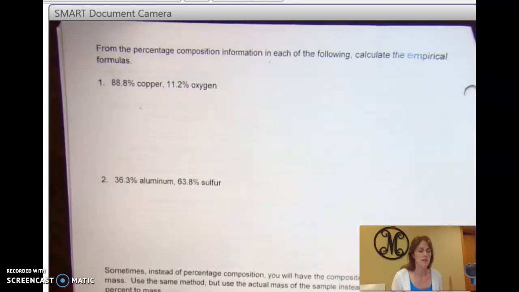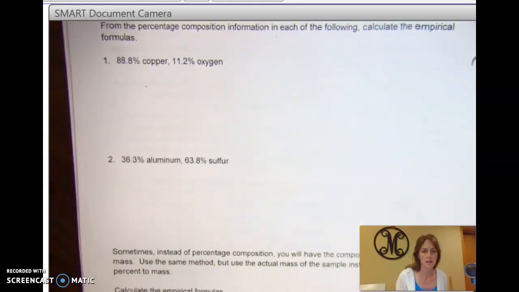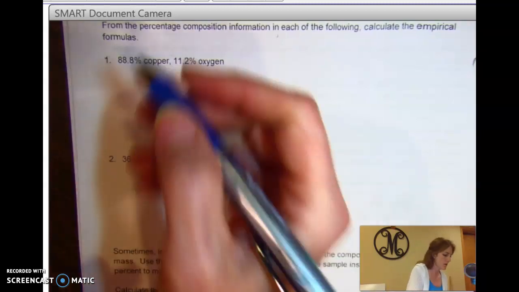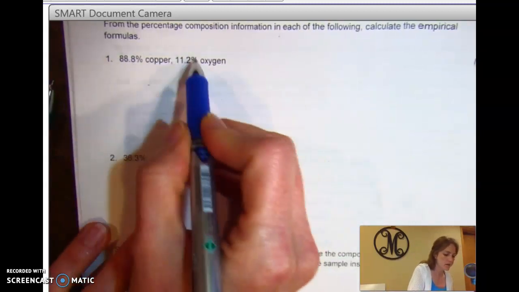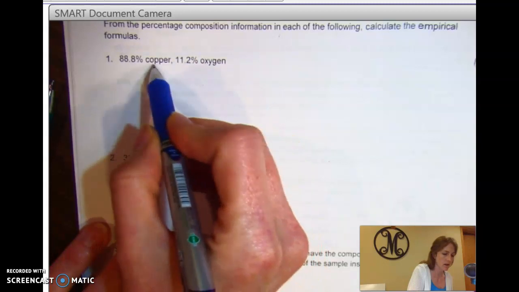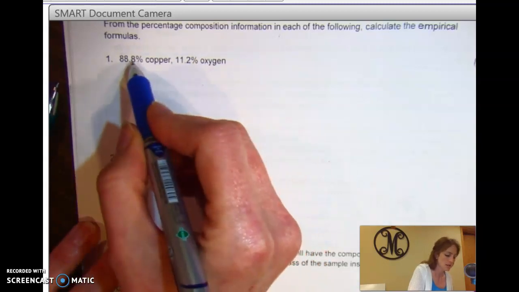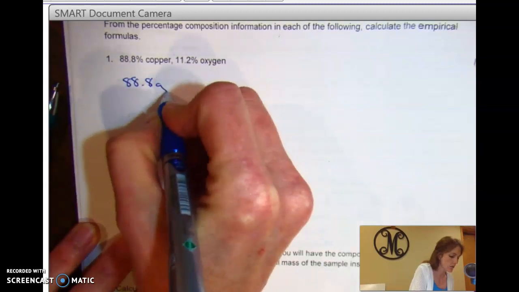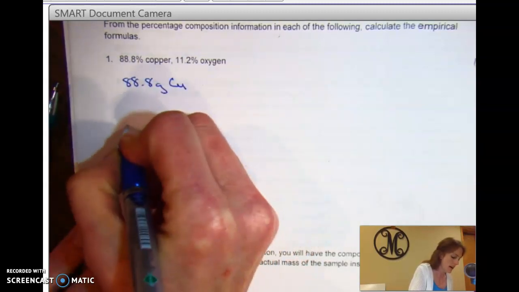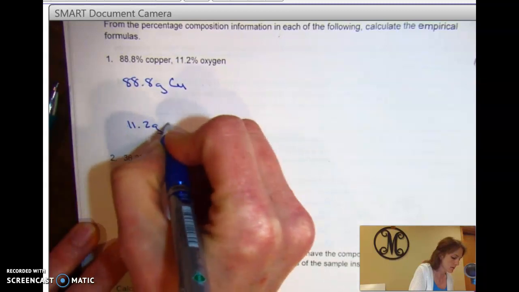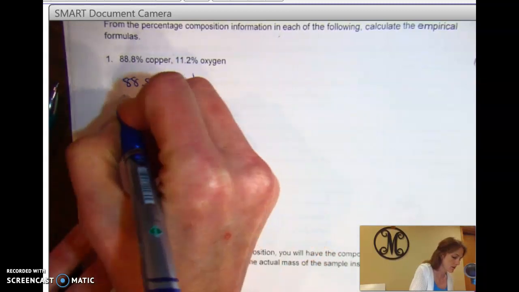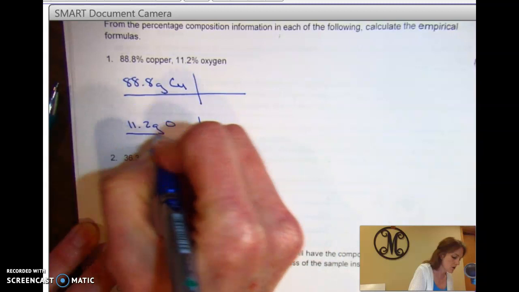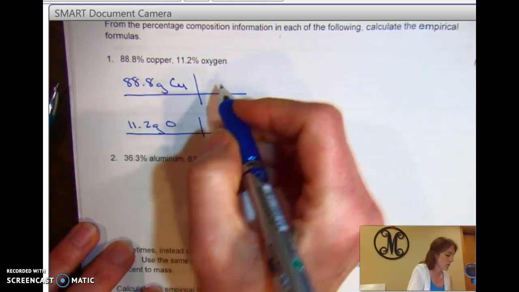Okay, I flipped over to the next page. I'm just going to work 2 more examples for you. In this case, we have 2 elements in our compound, copper and oxygen. Percent to mass. So we're going to start with 88.8 grams of copper and 11.2 grams of oxygen. We're going to start a train track for each. We're going to convert to moles.